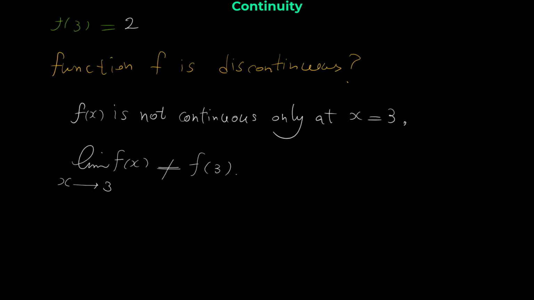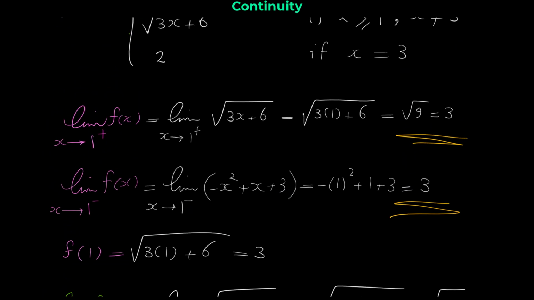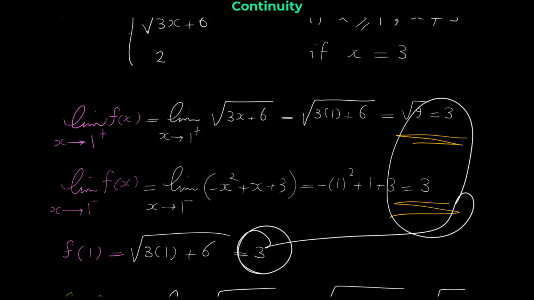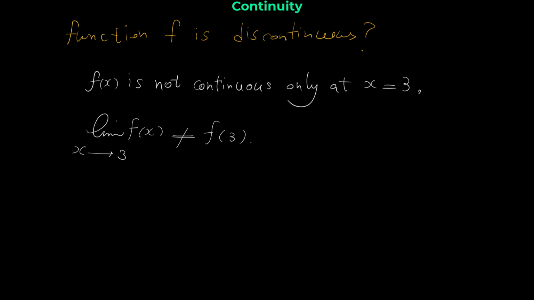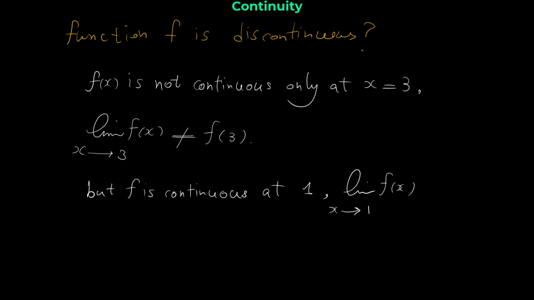But attention, f is continuous at 1, because if you look at the limit here, the limit at 1 is 3 and f of 1 is also 3. f is continuous at 1 because the limit of f of x when x approaches 1 exists, and it is equal to 3 based on our calculations, and it equals f of 1, which is also 3.